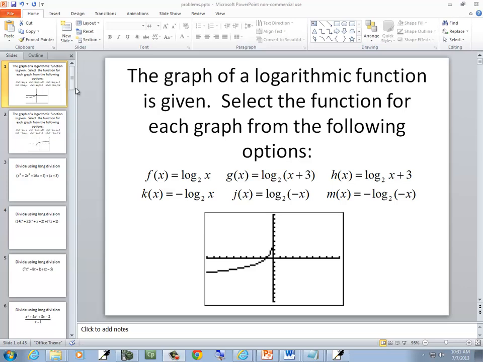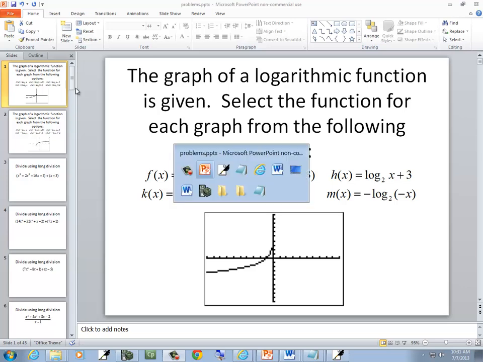In this problem, the graph of the log function is given. Select a function for each graph from the following options. Now let's first look at our basic function, f of x.